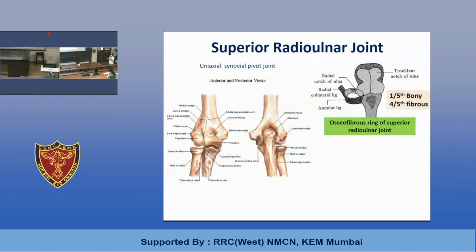So here you can see head of radius, how it is located at its superior end. This is the peripheral rim and this is the depressed or concave superior surface of the head of radius, which articulates with the capitulum of humerus to form humeroradial component of the elbow joint. What type of joint is it? Elbow joint is hinge joint. It has two components, humeroradial and humeroulnar.